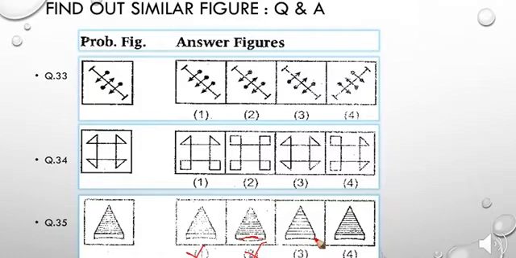In the next option, we can see that there is a triangle formation, but inside the triangle there are lines which are less in number compared to the lines in the problem figure. These lines in option 3 are not close enough, or there are very few lines compared to the lines in the problem figure. So this cannot be the answer. What option do we have now? Option 4. Option 4 is the right answer for question number 35.